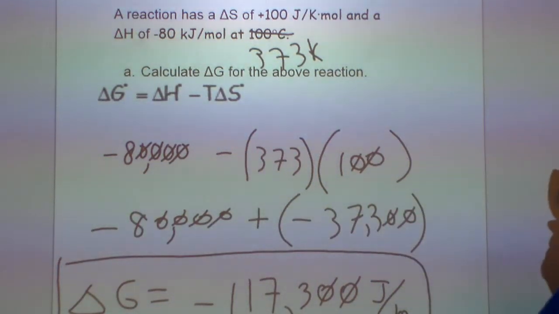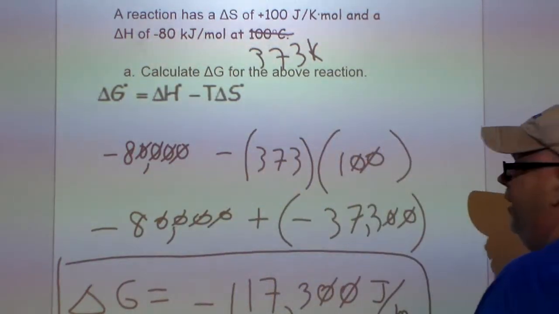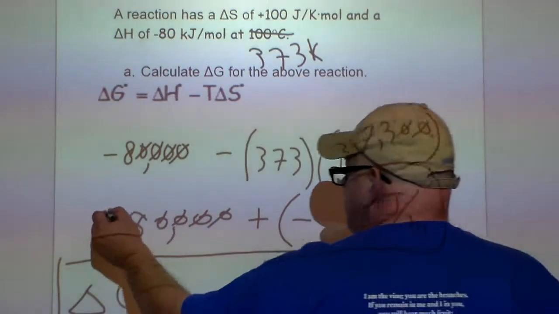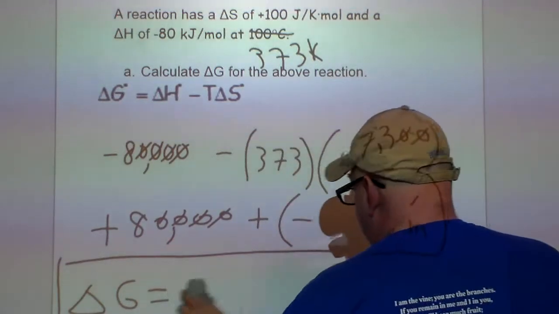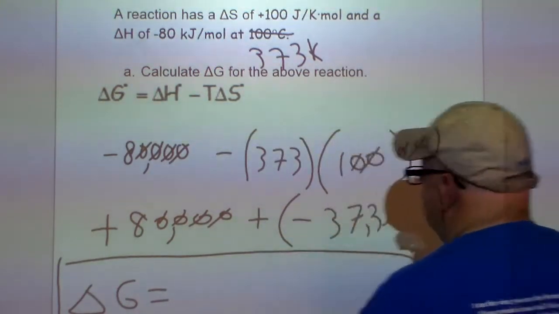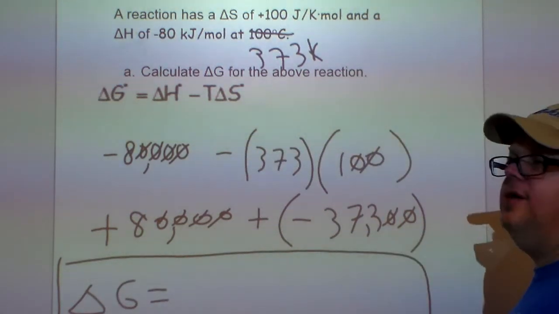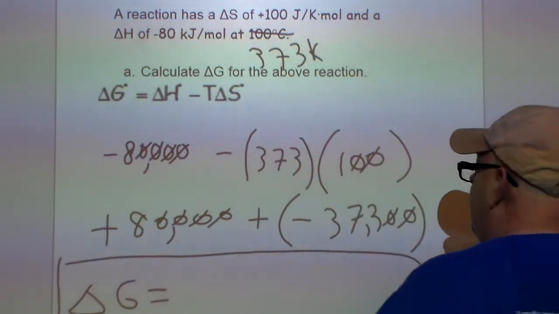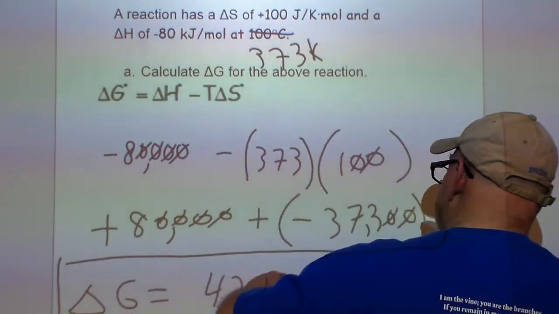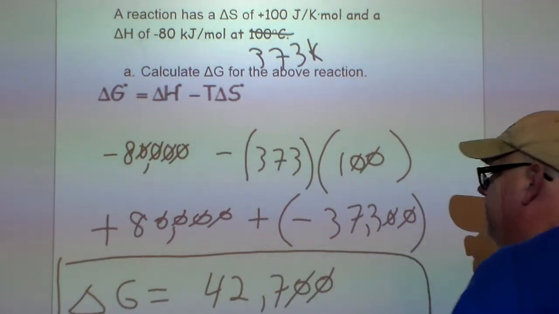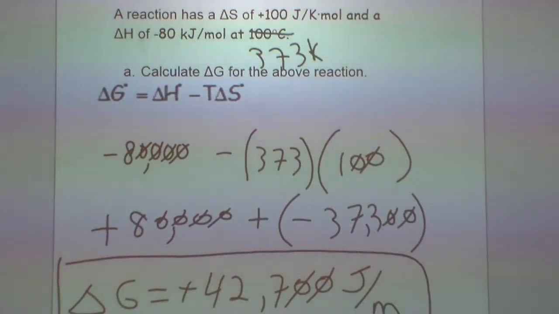Now, what would happen if our delta H, instead of giving off energy like it does, was positive? Let's change that for a moment. If it was positive instead, then you've got another situation, don't you? In this case now, it's 80,000 plus a negative 37,300. Well, if we look at that, that's going to be 42,700 joules per mole. And that is going to be a positive number.